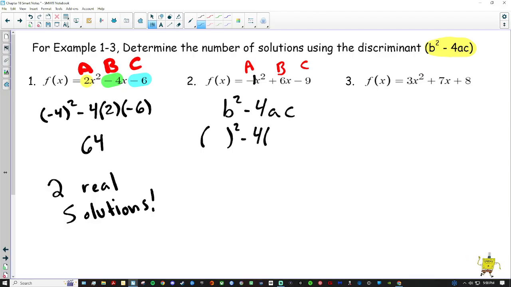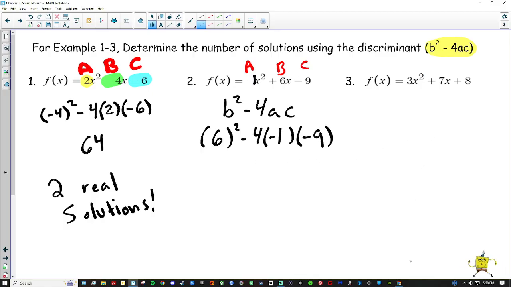Minus 4, parenthesis, parenthesis. Okay, I need to plug in B. B is 6. I need to plug in A. A is -1. And I need to plug in C. C is -9. Here's my discriminant.